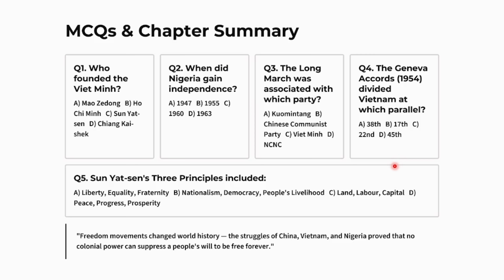Okay, go through this. So these are the MCQs. Go through these MCQs, then that will be good enough.